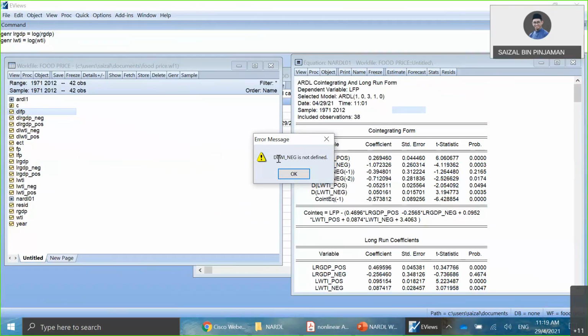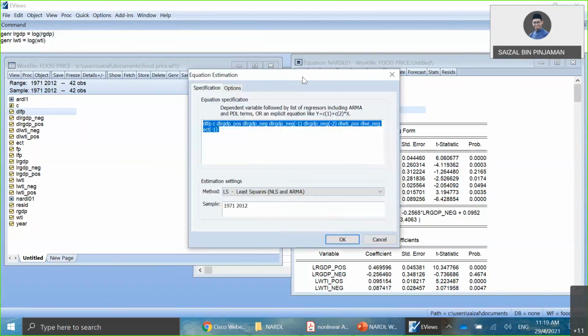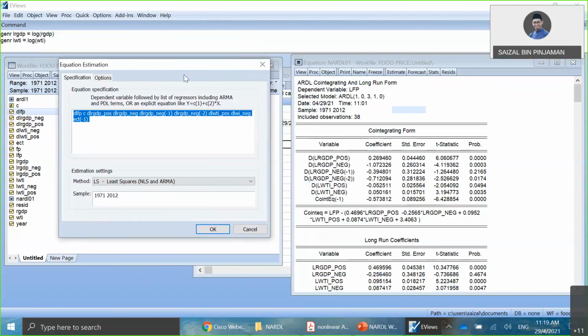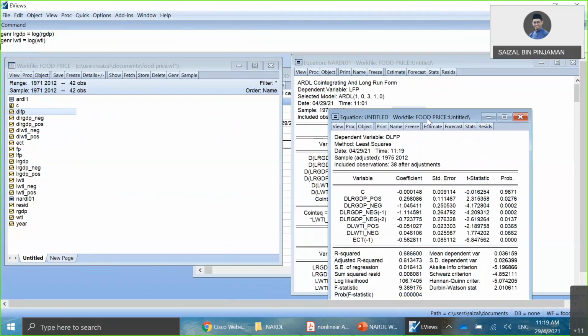DLWI negative. Oh, okay. So it is this one. LWTI. Okay, so that's the good thing. This value over there, we choose okay. Now we have the short run form.